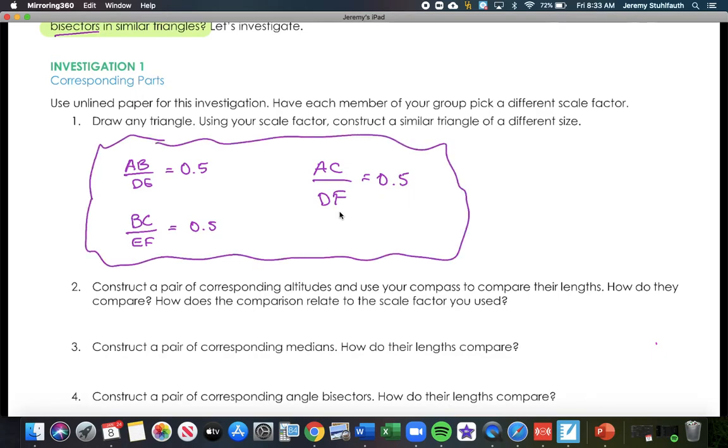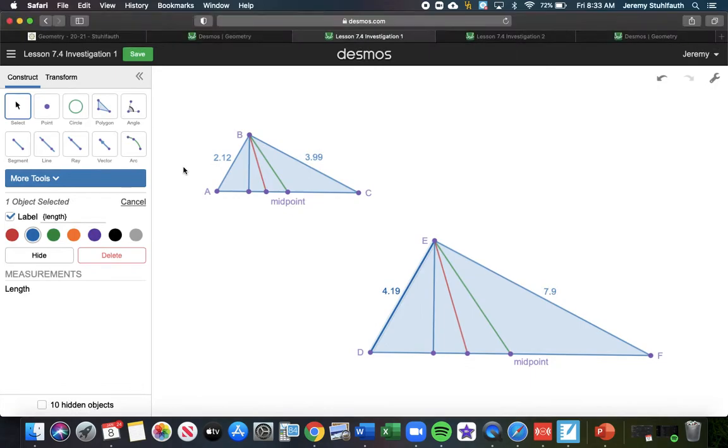And so now we're going to take a look at the altitudes that are drawn. We're going to see if there is a proportional relationship between those two segments. If we look at the altitude, the blue segments inside the triangles, this altitude is 1.85, this altitude is 3.67. Let's label that G and this H. So if we wanted to look at this, our altitude is BG, and the other altitude is EH.